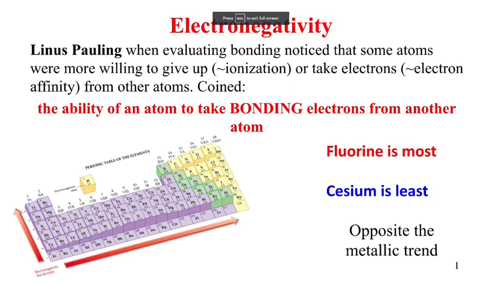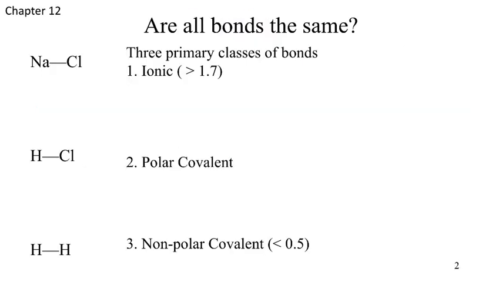Let's take a look. Electronegativity. Ta-da! We talked about that. Okay. Are all bonds the same? No. We have our 3 primary categories: ionic, polar covalent, nonpolar covalent. This slide has a little bit more context that we didn't get on the others. What is this referencing? Yeah, this is the difference in electronegativity. If I look at a sodium and a chlorine, the difference in electronegativity, if it's larger than 1.7, it is by definition considered ionic. Okay?